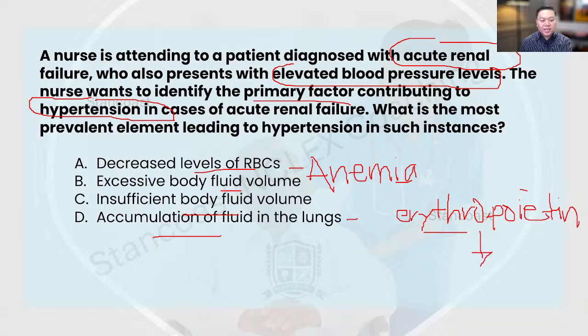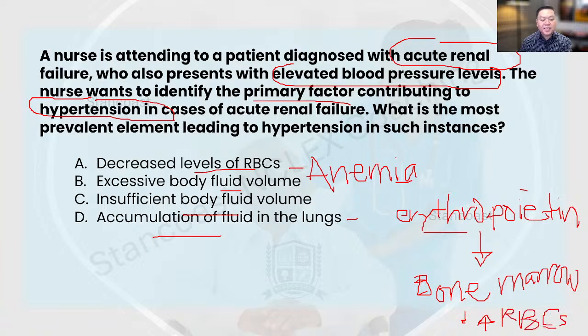What it does, if the body senses that there is now some form of anemia, it will trigger the kidneys to release the erythropoietin to target the bone marrow, especially the red bone marrow. And the reason to do that is to allow production of the red blood cells, okay? To increase red blood cells, RBC.